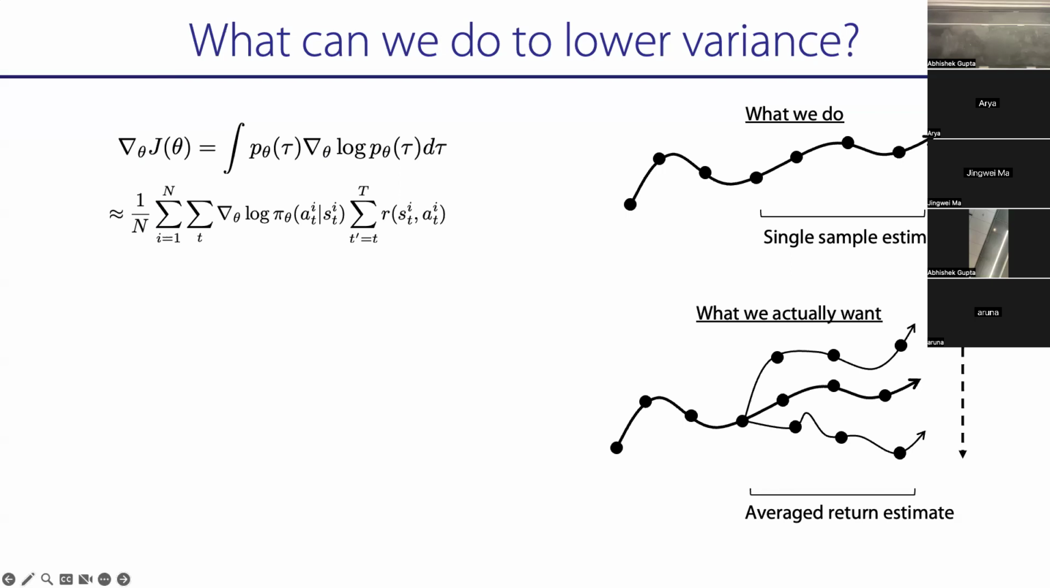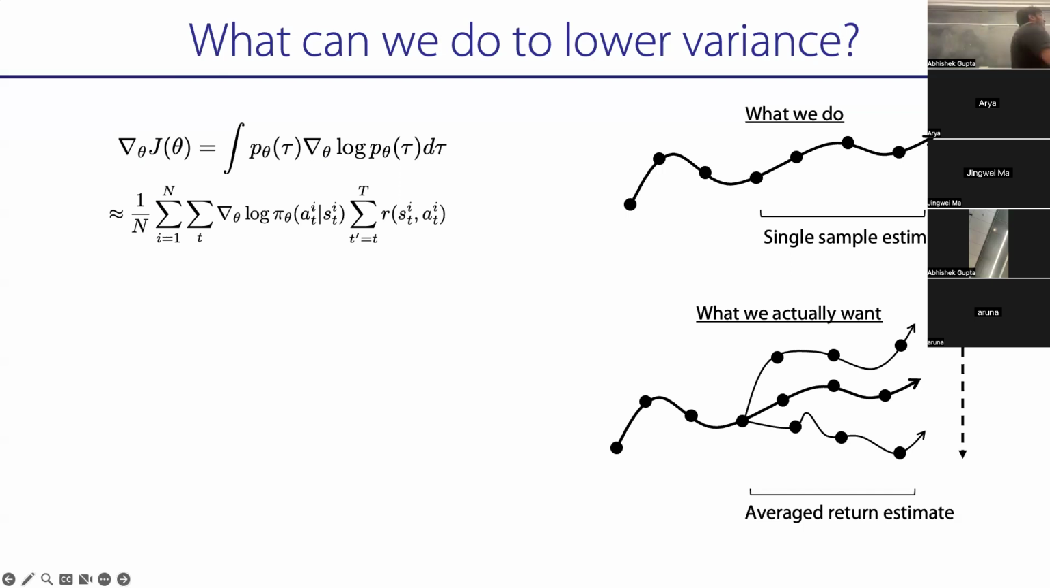You really want to take many different outcomes in the future when you take that action and average them to figure out how good an action is, right? And so really we want something that looks like this, which is an average return in the future when you are at a state S and take an action A.